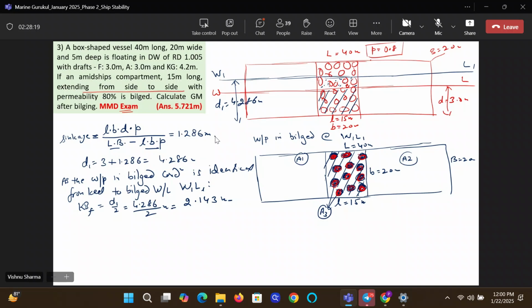So guys, you see, we know that BM in the final condition will be I about the center line axis. Where will be the geometric center of A1? Here. Where will the geometric center of A2? Here. Where will the geometric center of these intact planes? Here. Where will be the center of flotation? Center of flotation will be here, obviously.